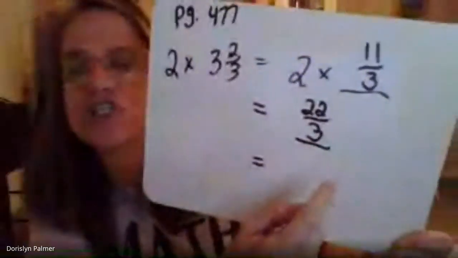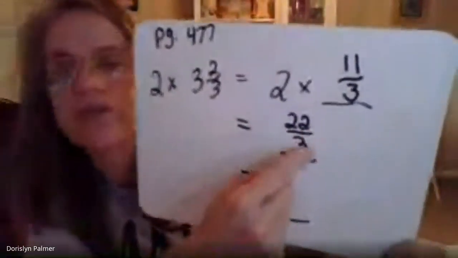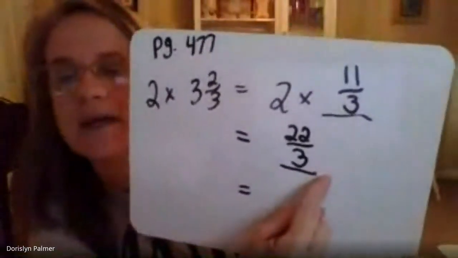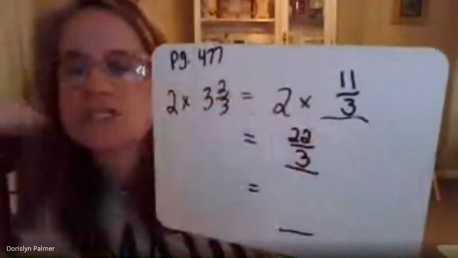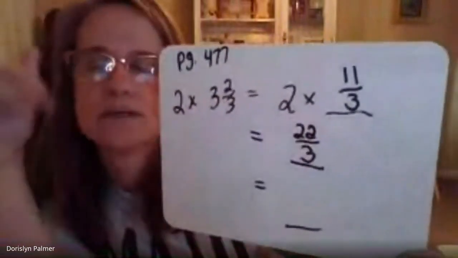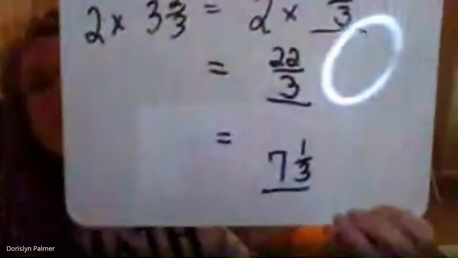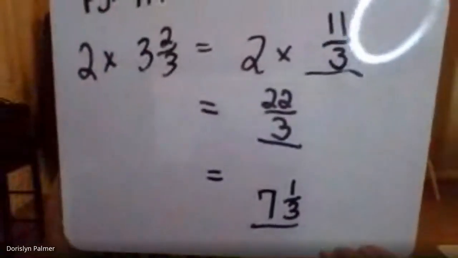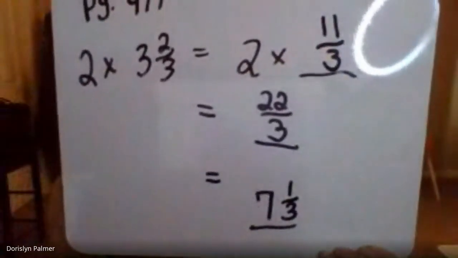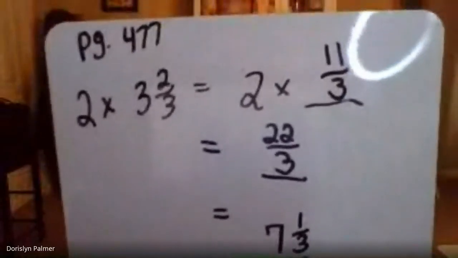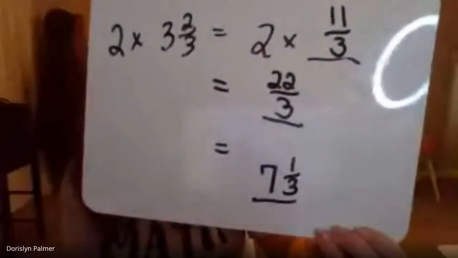Okay, so Yash, could you take 22/3 and turn that back into a mixed number? We're going to say 3 goes into 22 however many times, and how much is left? You can go 7 1/3. Yes, 3 goes into 22 7 times with 1 left over. So 7 1/3. Good work. Okay, so this is what we're going to work on tomorrow.